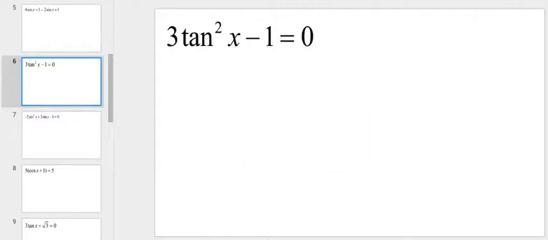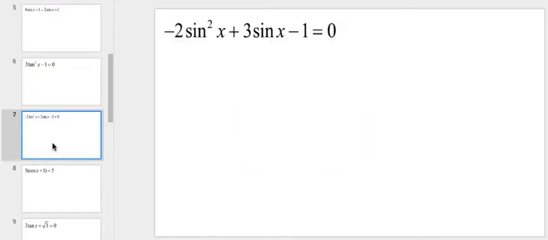All right, let's go on to number 7. So we've got this equation that once again looks like a factoring problem. We've got negative 2 sin squared x plus 3 sin x minus 1 equals 0. So I don't like factoring problems with trinomials where the leading coefficient is negative. To make this problem easier, I'm going to multiply both sides of the equation by negative 1, which hopefully you know makes this problem into 2 sin squared x minus 3 sin x plus 1 equals 0.